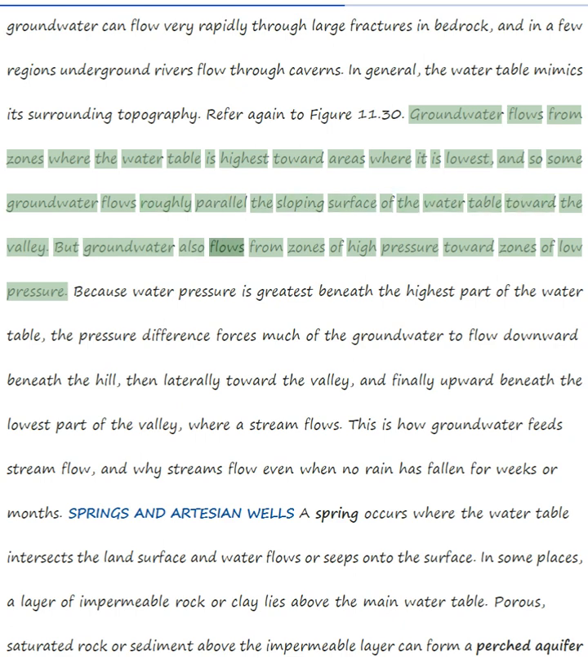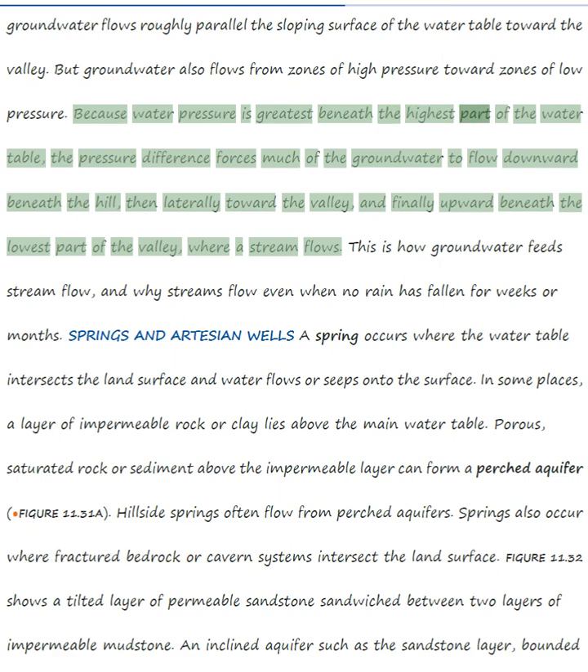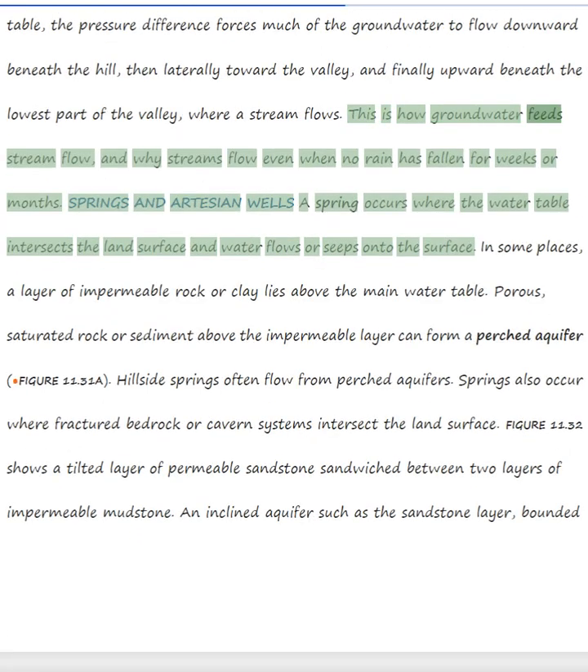But groundwater also flows from zones of high pressure toward zones of low pressure. Because water pressure is greatest beneath the highest part of the water table, the pressure difference forces much of the groundwater to flow downward beneath the hill, then laterally toward the valley, and finally upward beneath the lowest part of the valley, where a stream flows. This is how groundwater feeds stream flow, and why streams flow even when no rain has fallen for weeks or months. Springs and artesian wells.